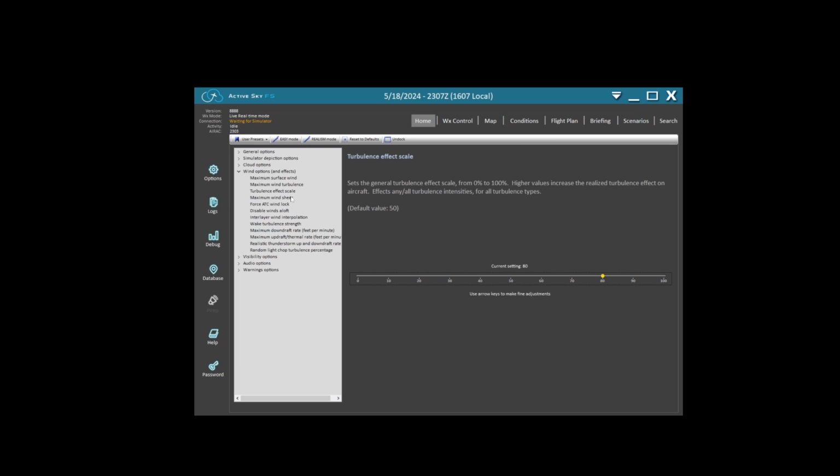Let's see here. What was the other one? There was another one. Oh, your maximum wind shear settings. I left that at 100. That's maxed out. Maximum surface wind. Here's another one. Sets the highest possible wind speed in knots at the surface. I'm pretty sure we're good at 100 knots. Any higher than that, actually, I don't even know a single aircraft where we would ever want to fly in that.